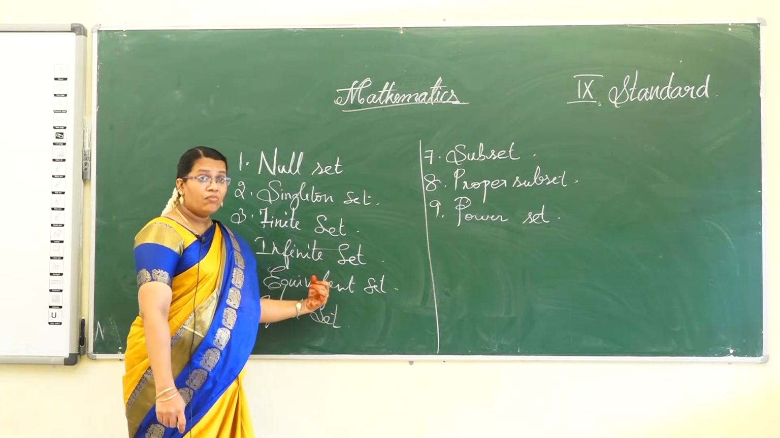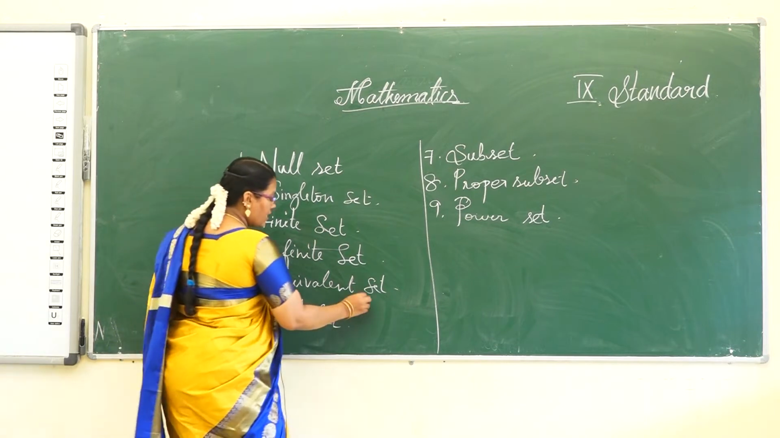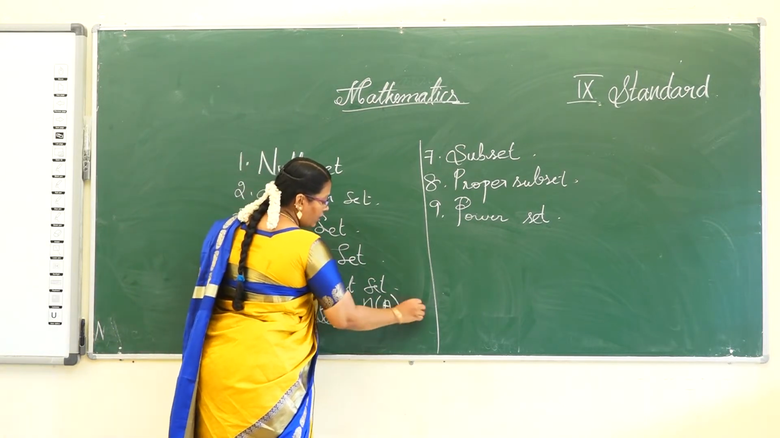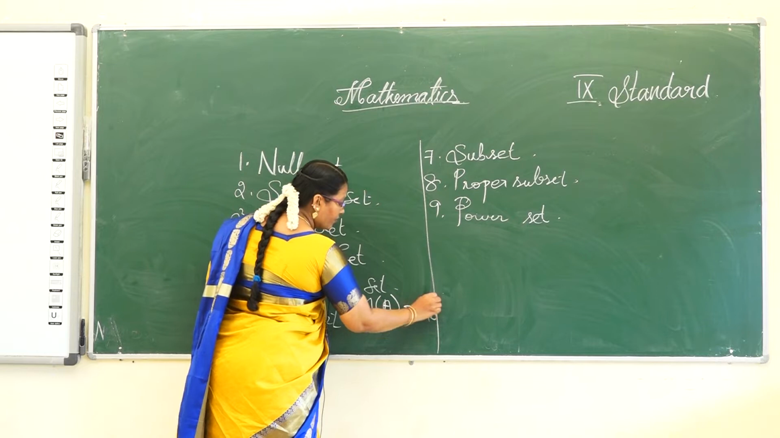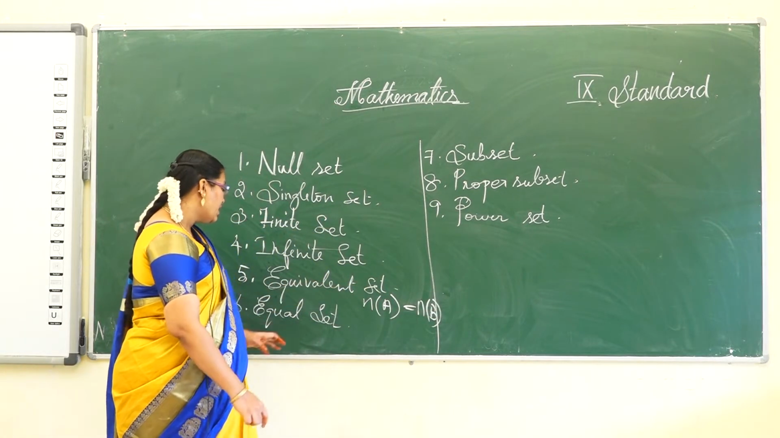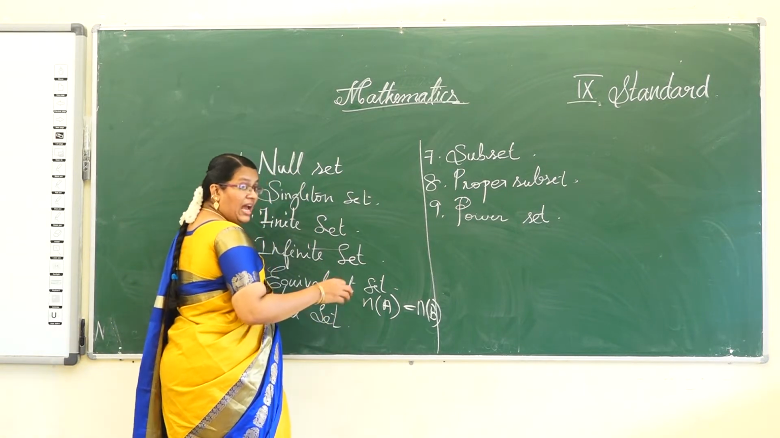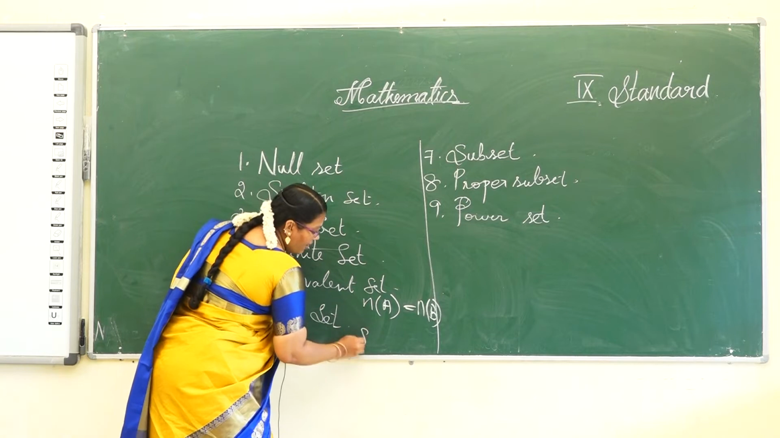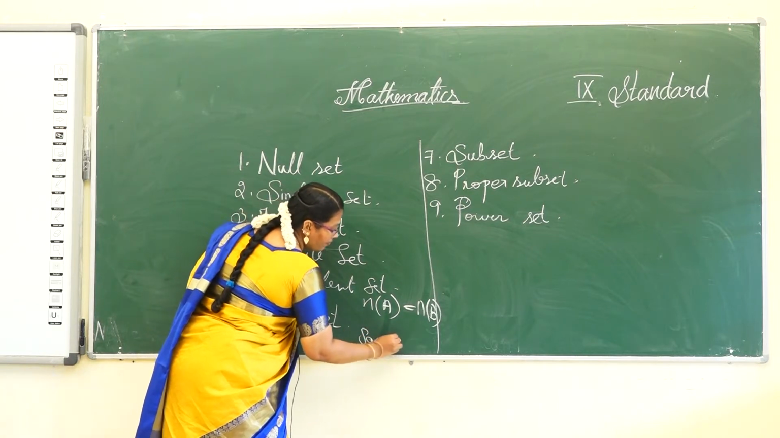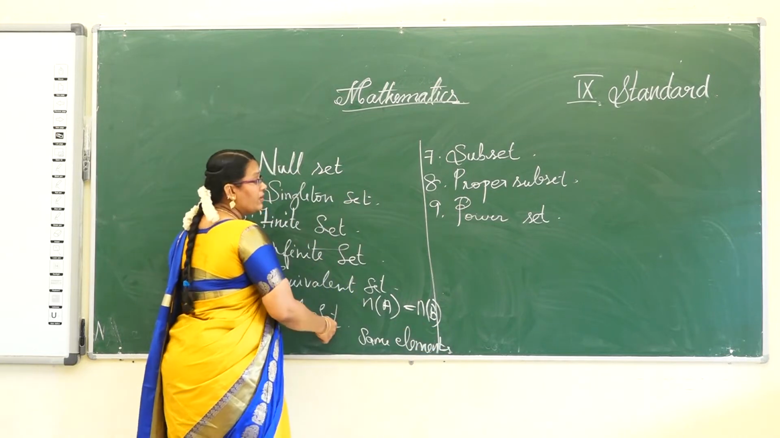Equivalent set: the number of elements are equal in sets A and B, that is n of A equals n of B. The number of elements are equal in both sets, it is called the equivalent set. And equal set: all the elements in sets A and B are the same elements, that is called the equal set.